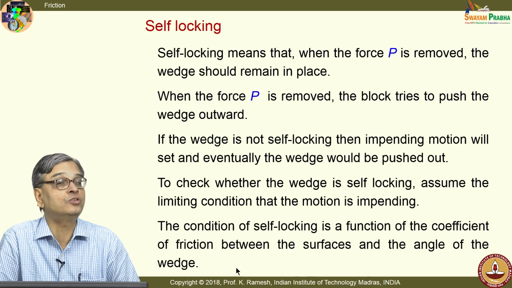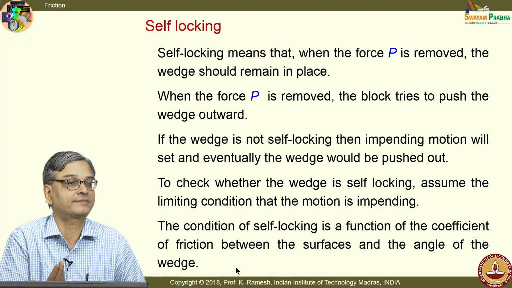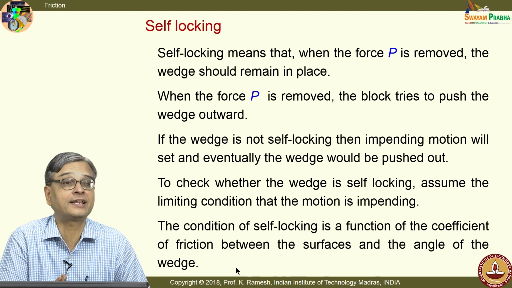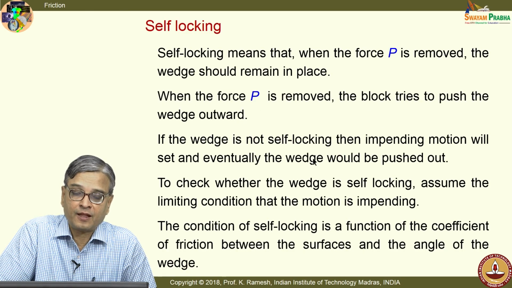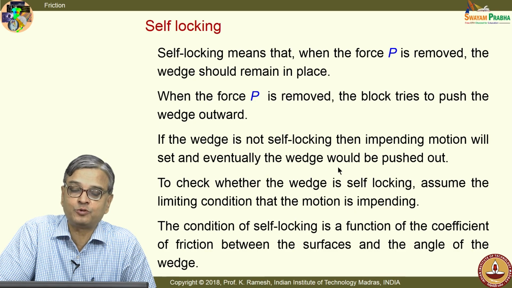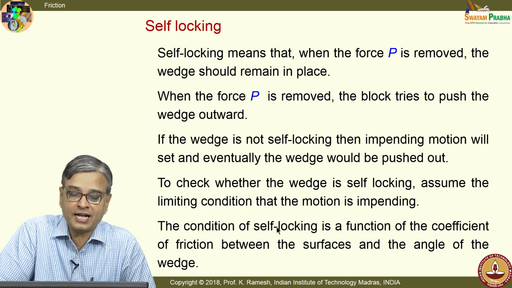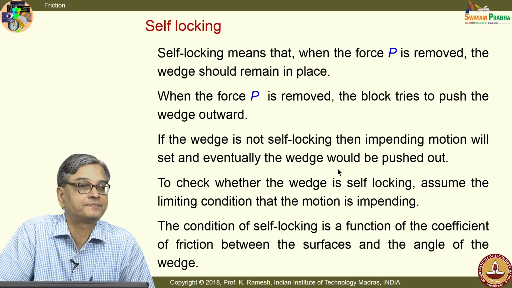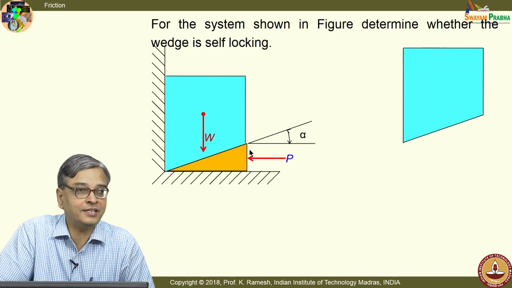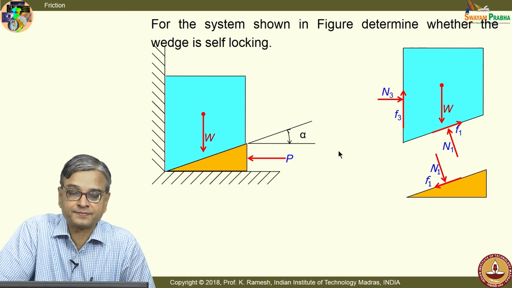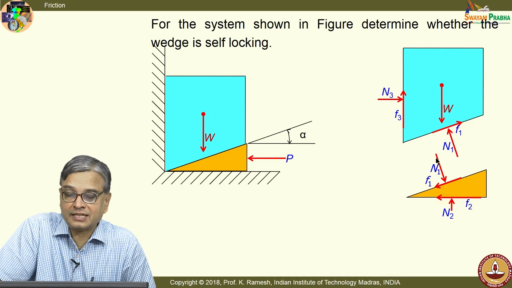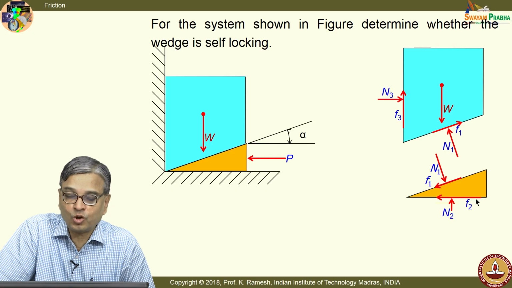When you have a mechanical power screw, you want that power screw to be self-locking. It is very well used in mechanical engineering applications. And the way to solve the problem is given. If the wedge is not self-locking, then impending motion will set and eventually the wedge would be pushed out. So, to check whether the wedge is self-locking, assume that the motion is impending and resolve the problem. Okay. So, I have the same situation. Now, I do not have the force P, P is 0. Now, I would have to put the frictional direction opposed. Okay. Now, this will try to push this out. Okay. So, look at the frictional direction, they are all different.